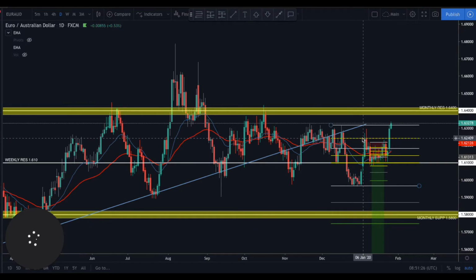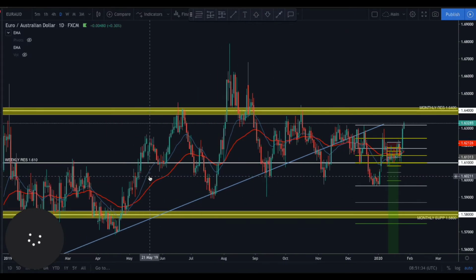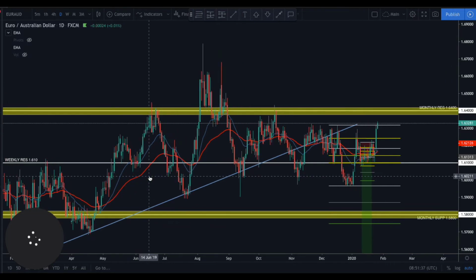There was a couple of negative confluences, so you can see we had support, but as long as we had sort of a good rejection, it still would have worked out.